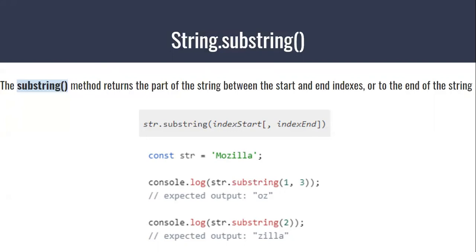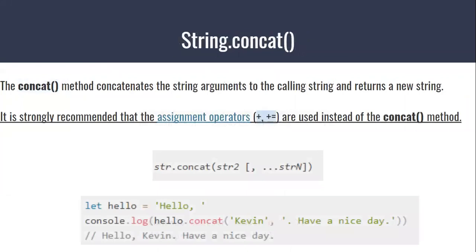So we established substring, exciting stuff. Concatenation, again, we already discussed. We could do the plus equals in that other example, but we can also use a method. The concat method concatenates the string arguments to the calling string and returns a new string. Remember, it's immutable, but it's strongly recommended that you use plus equals instead of this method. It's a shorter form, and I guess it eliminates syntax. It's probably going to be deprecated soon, but just know that it's there. So plus equals is perfectly fine in place of this.